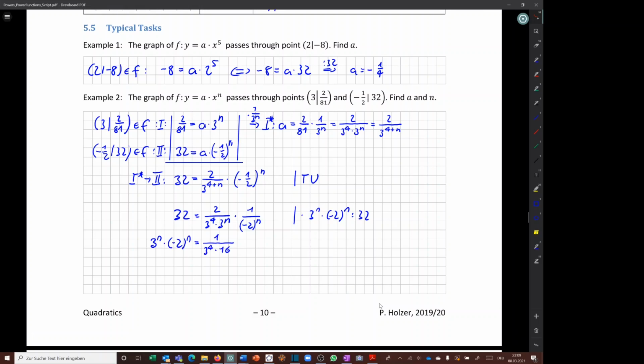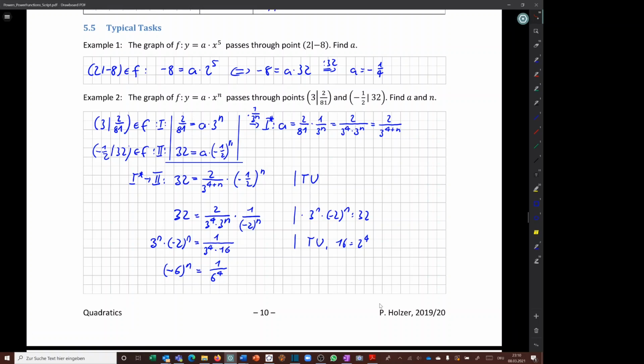So what we get is on the left hand side 3 to the power of n times -2 to the power of n, and on the right hand side the 3 to the power of 4 here remains, and 2 divided by the 32 remains 1 divided by 16. Now doing another transformation, we're using that 16 is 2 to the power of 4. We can write here 3 to the power of 4 times 2 to the power of 4, so 3 times 2 to the power of 4, so we have 6 to the power of 4. And on the left hand side, this is just 3 times -2 to the power of n, so -6 to the power of n.